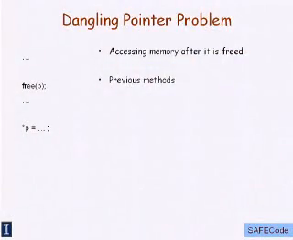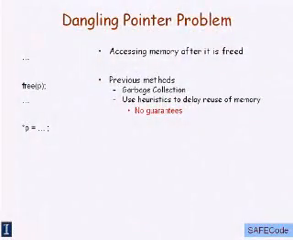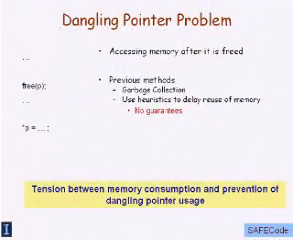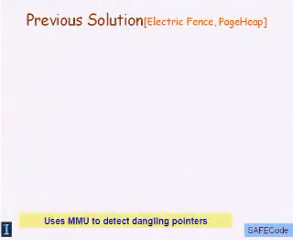The previous solutions basically avoid this problem using garbage collection or use some heuristics which delay the reuse of memory, which don't give you any guarantees, which will again increase memory consumption of the program, but still are used by many debugging tools. So there is some sort of a tension between the amount of memory consumption that you can tolerate and the ability to detect or prevent dangling pointers.